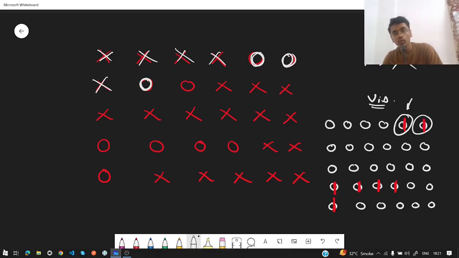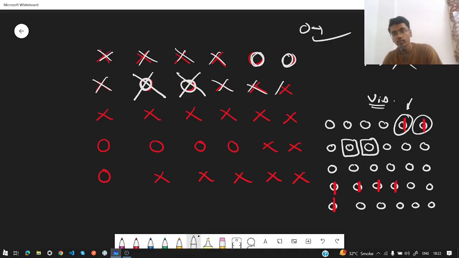Now we got 1 0. So can we convert it to x? Let us ask the visited matrix. The visited matrix says 0. 0 means yes, we can convert this particular 0 to x. So we will now convert this 0 to x. Let us traverse further. So we again found 1 0. Can we convert it to x? What does the visited matrix say? Visited matrix says yes, you can convert it. So we will convert this 0 to x. Now we'll again traverse further. This is x, this is x, this is x.